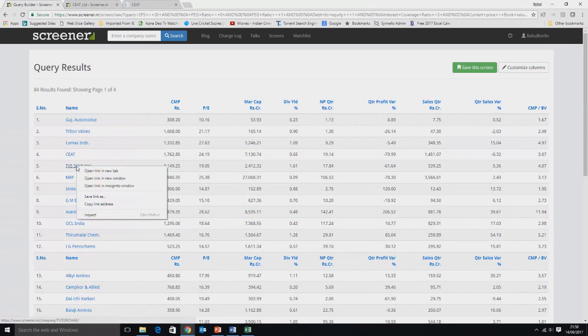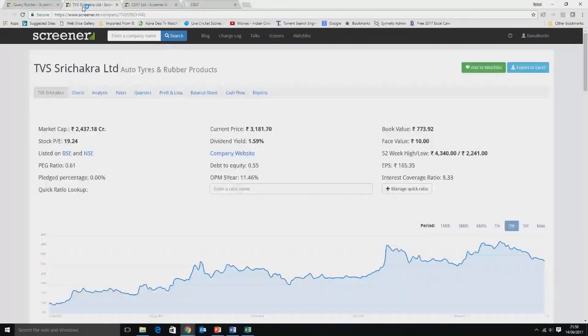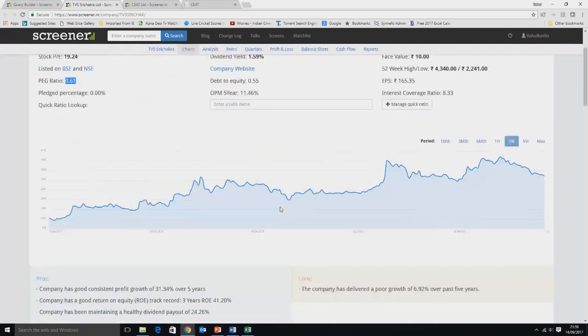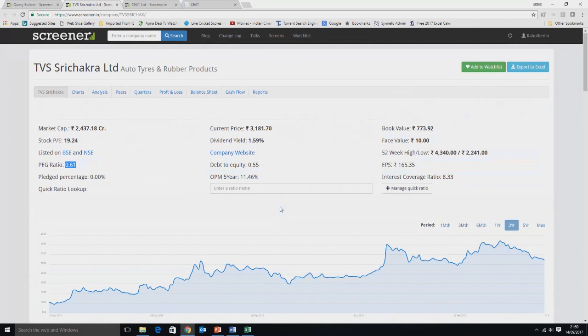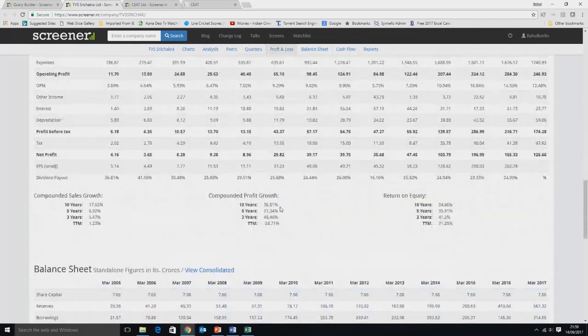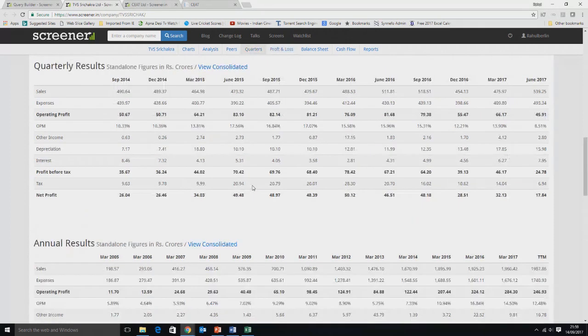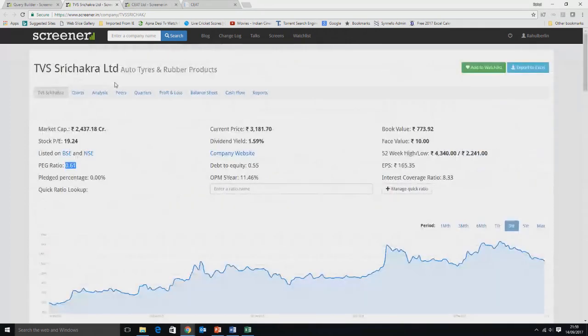Let's see one more, say TVS Srichakra. So here I go, and book value, it's okay. It's a little bit on the higher side, but that should be okay. Stock P/E is 20%. PEG ratio it's fine. Debt to equity it's okay. Interest coverage ratio is also okay. So let's see if they have any pledge. No. So let's see their EPS. 59, 128, 238, 202. That is okay. This is just due to the strong quarter. So this is also a very good company to invest in.